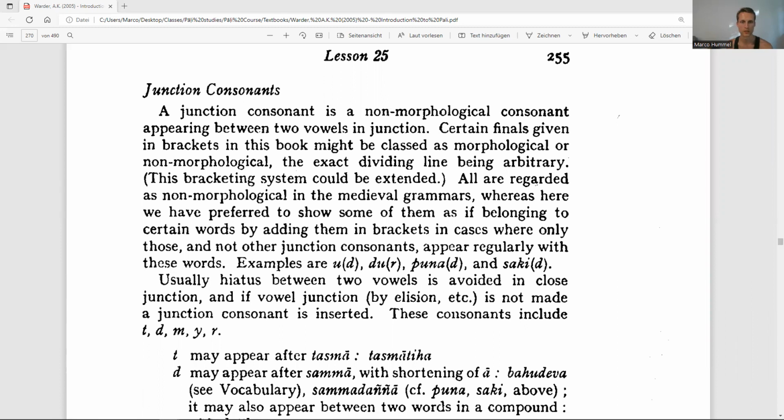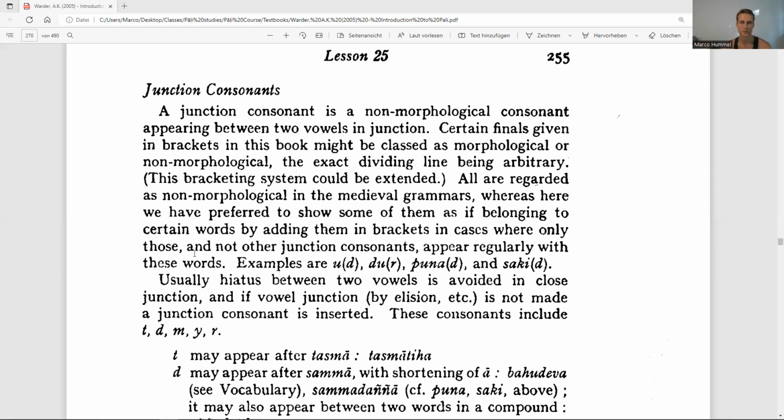All are regarded as non-morphological in the medieval grammars, whereas here it is preferred to show some of them as if belonging to certain words by adding them in brackets in cases where only those and not other junction consonants appear regularly with these words. Examples are, we have here ut and dur, punat and sakit.